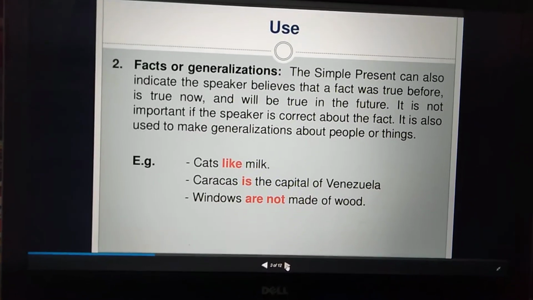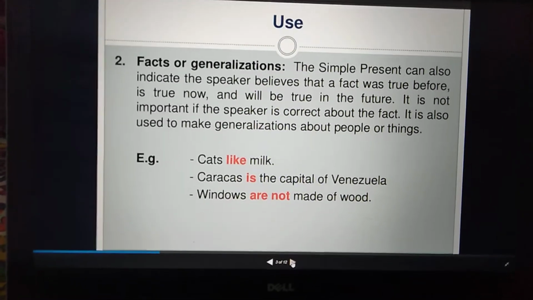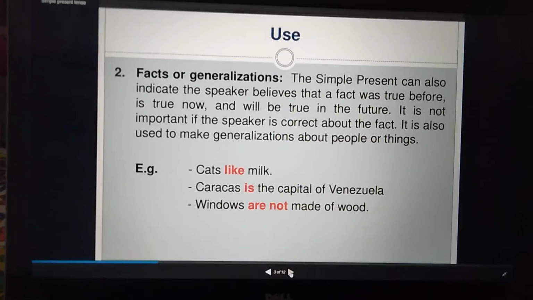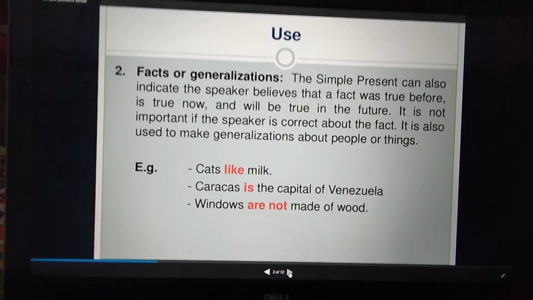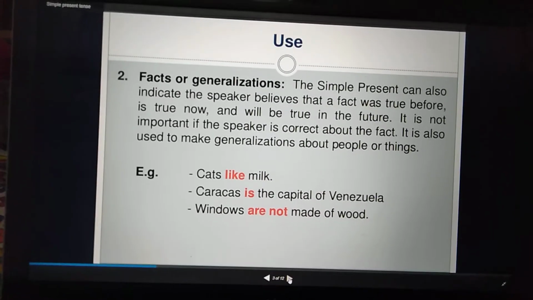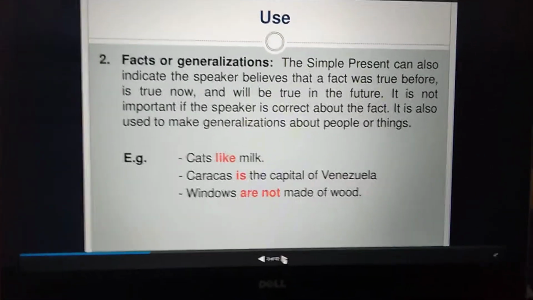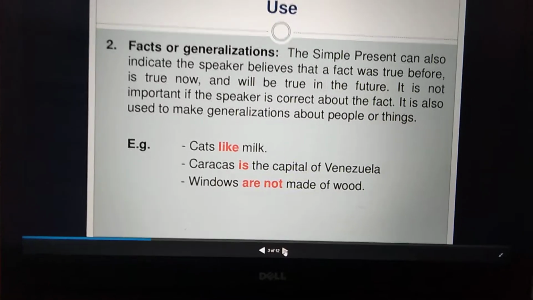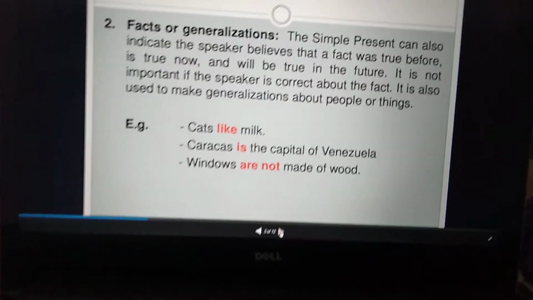Clear, bache? Like see, cats like milk. So this is the truth which is similar all over the world. Clear? That cats do like milk. Caracas is the capital of Venezuela. Windows are not made up of wood. Definitely windows are mostly made up of glass. Another sentence which I have just given you as an example, the sun rises in the east. So this is also a fact, or this is also a universal truth.